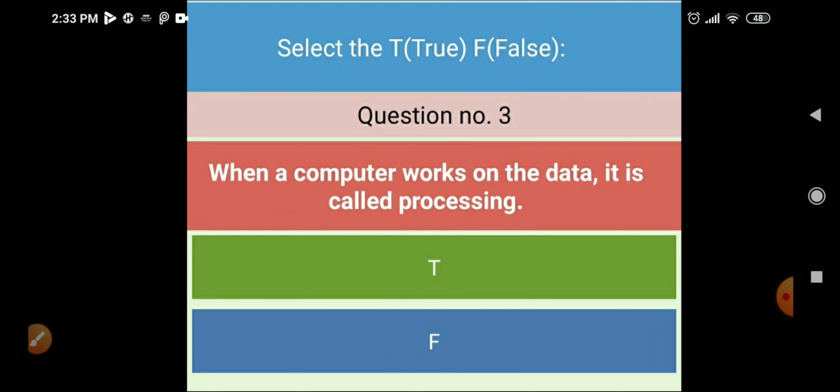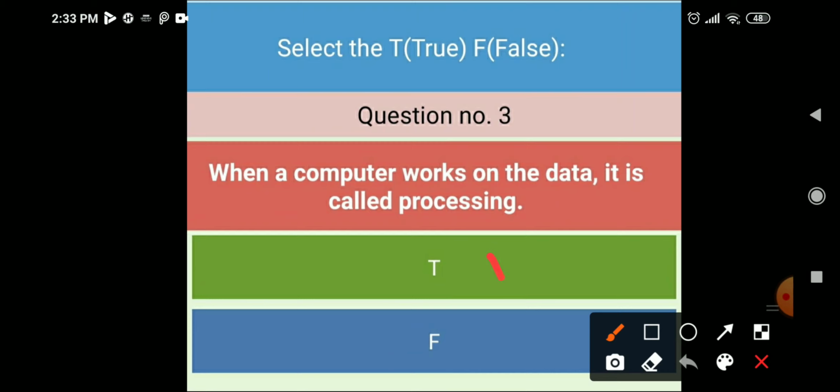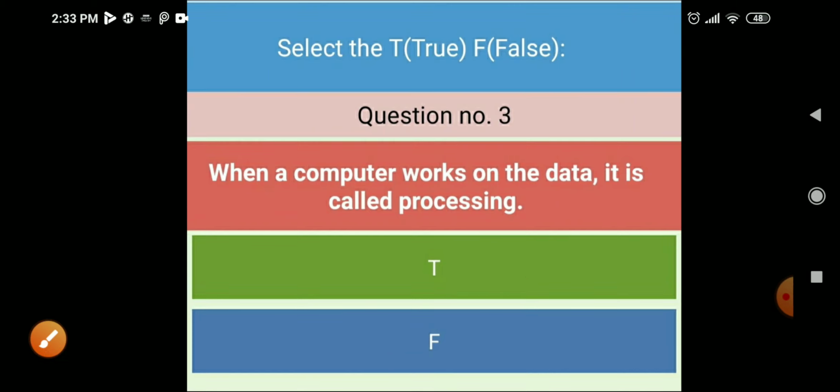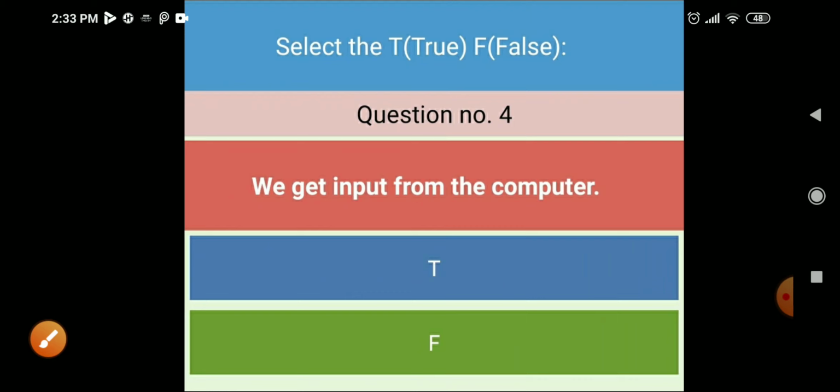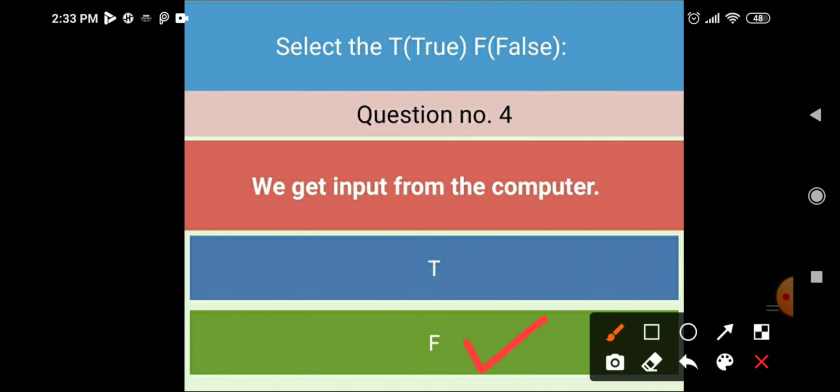Next is when a computer works on data, it is called processing. So this is right. When a computer works on data to find out result, to find out output, it is called processing. Next is we get input from the computer. No, this is wrong. We get output from the computer. So select false. This is false statement.